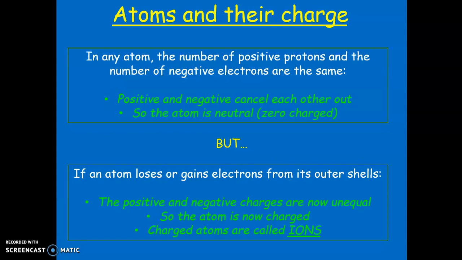So atoms are now charged. We call charged atoms the name ions. So ions are the name for charged atoms which have lost or gained electrons.